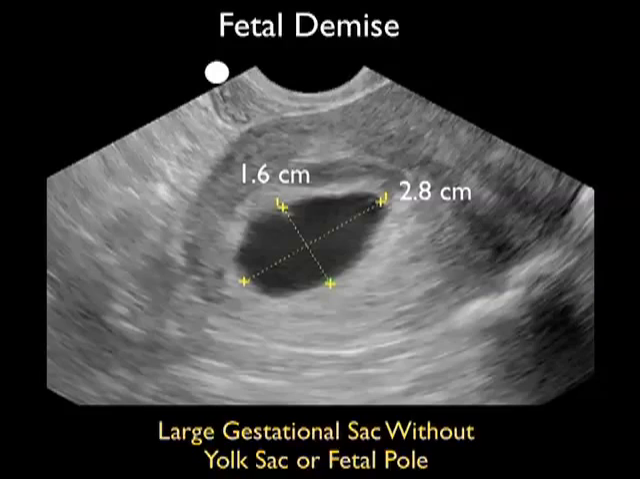Note that it's very large at 2.8 centimeters by 1.6 centimeters, much larger than the 1 centimeter mark that we said defined an abnormal pregnancy if there was no yolk sac, or 18 millimeters if no fetal pole was seen.